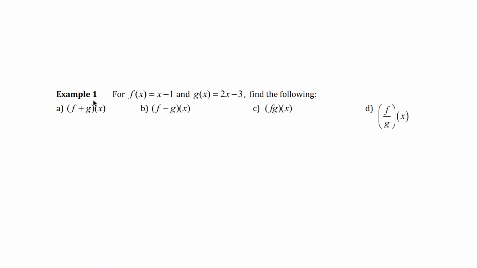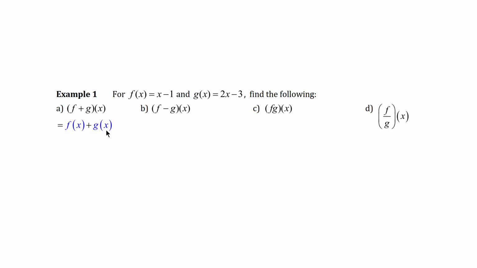For example number 1, for f of x equals x minus 1 and g of x equals 2x minus 3, find the following. For part A, we need to find f plus g of x. Here we'll need to apply the sum rule, so this is equal to f of x plus g of x.